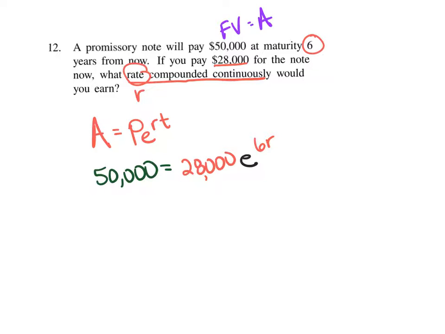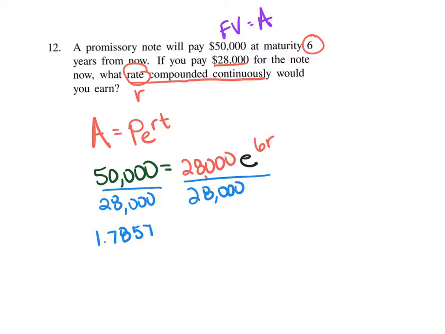So again, we're given the principal and the ending balance. So we always divide by the principal first. So divide this by 28,000 on both sides. So I have 50,000 divided by 28,000. And I get 1.7857 and a whole bunch of numbers after that. Remember, this is just a visual representation of that number from our calculator, but it's not the accurate answer. We're going to use the answer in our calculator, so we'll just write it out like that. And that's equal to e^(6R).